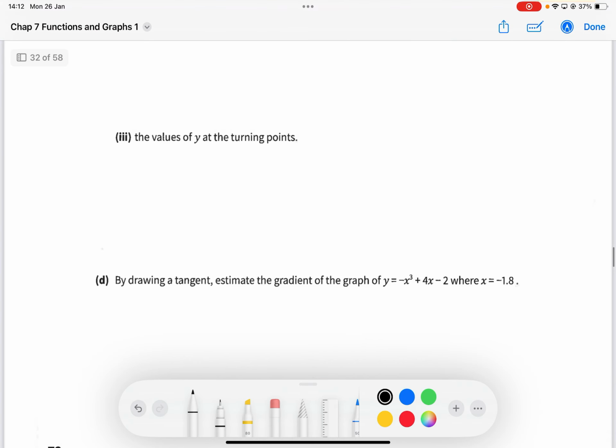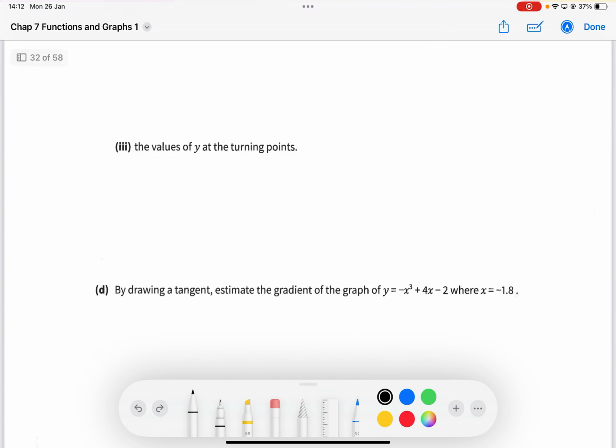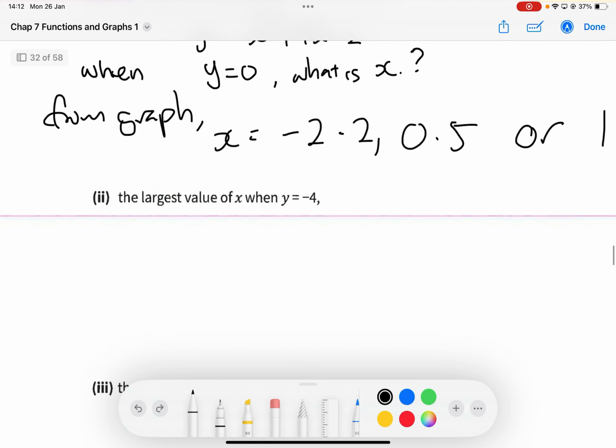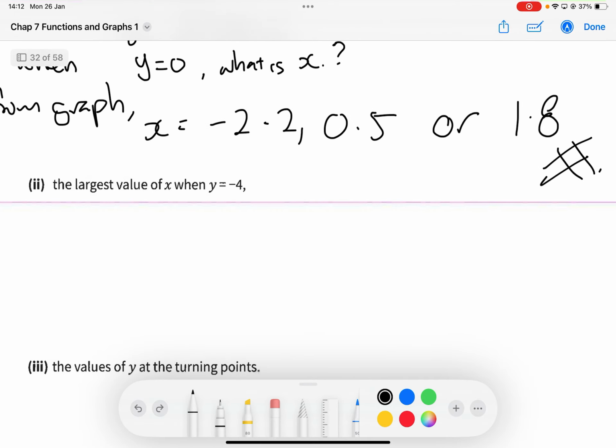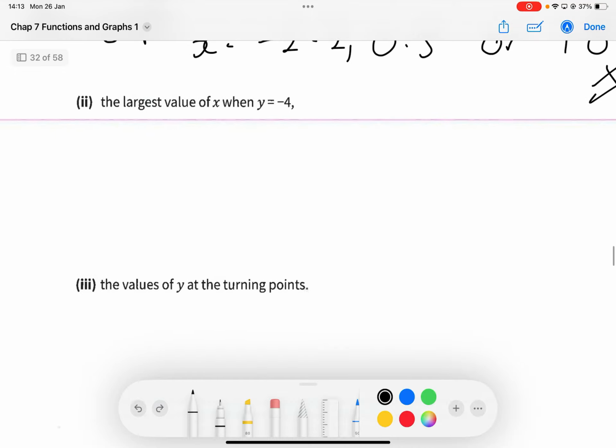So I go to my question there and tell them from graph, because I read from graph. From graph, x is negative 2.2, 0.5 or 1.8. Okay, I have written back everything that I said just now. Okay, next question. The largest value of x when y equals negative 4.